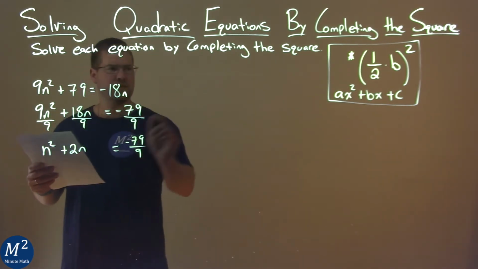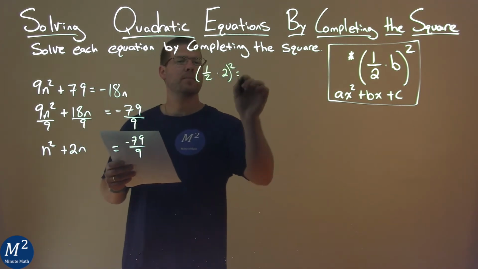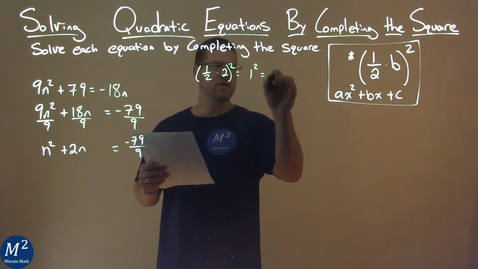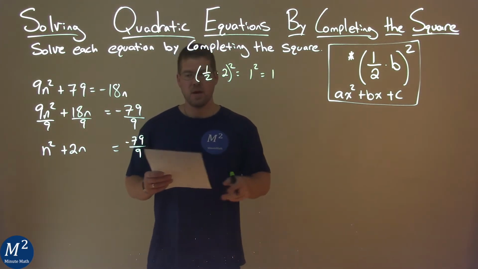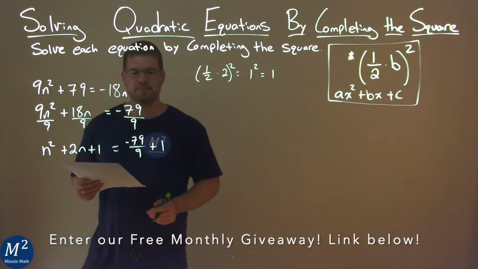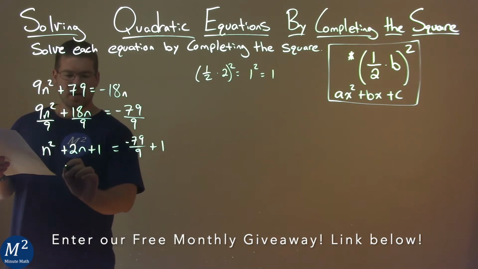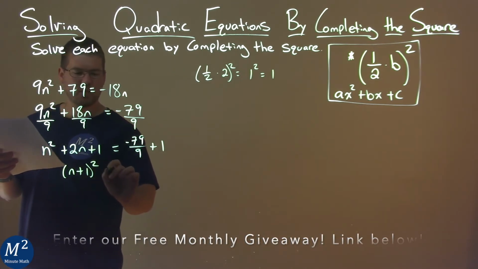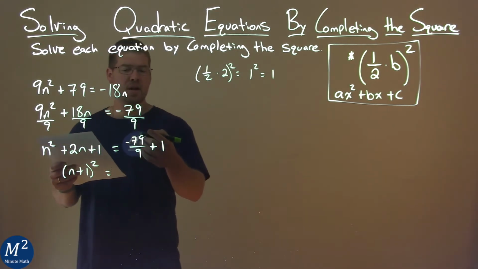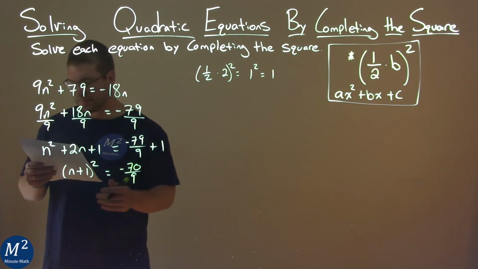My b value is 2, so I use my formula now. 1/2 times 2 squared. 1/2 times 2 is 1, and square that, and 1 squared is, well, 1. I take that 1 and I'm going to add it to both sides of the equation. The left-hand side now is a perfect square. And it is n plus 1, all squared. The right-hand side will simplify, so negative 79 over 9 plus 1 is negative 70 over 9.